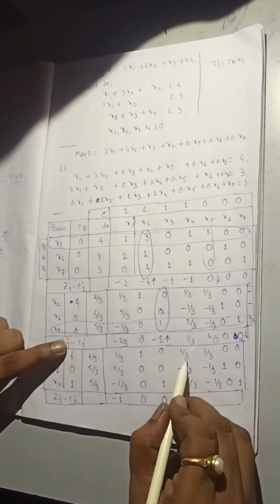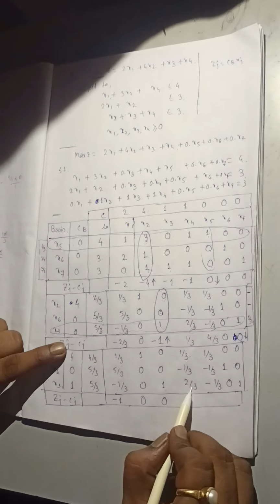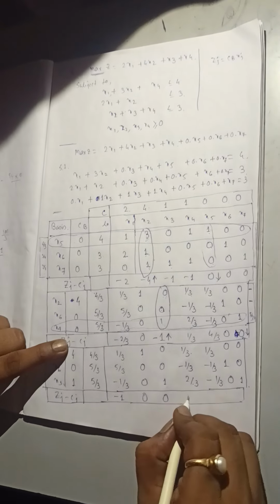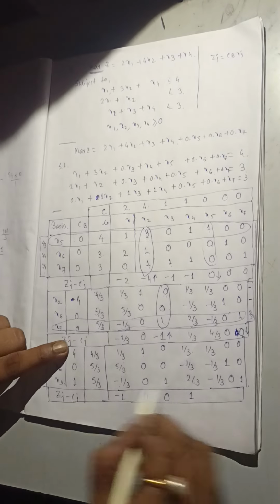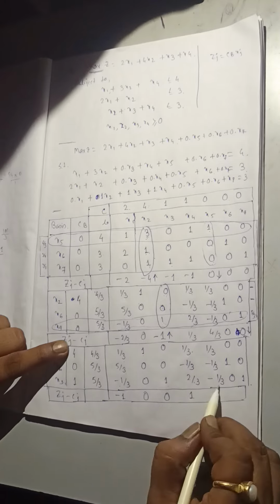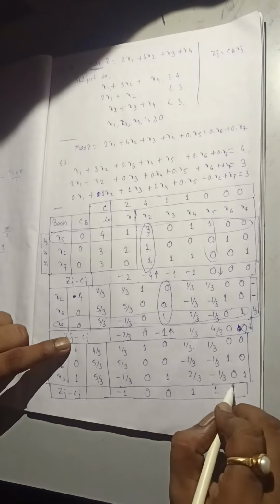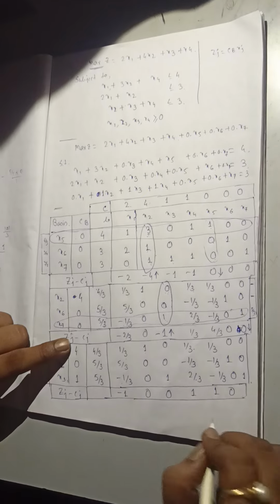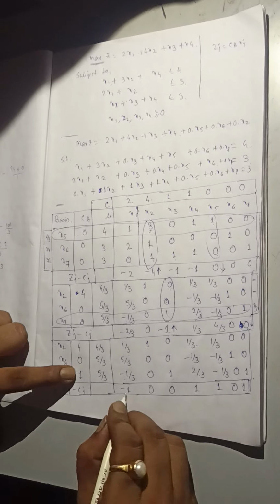Look at the next one. 4 into 1 by 3, that is 4 by 3. Then 0 plus 2 by 3. 4 plus 2 by 3 is 6 by 3. 6 by 3 means 2. 2 minus 1, that is 1, right? Next one is 4 by 3, 0 minus 1 by 3. So 4 by 3 minus 1 by 3, that is 3 by 3, that is 1. 1 minus 0, that is 1. Next one is 0, 0 and 0 plus 0, so this will become 0. And look at the last one. Last one is 0, 0 and 1. 1 minus 0 is 1. So we got only one negative value right now.